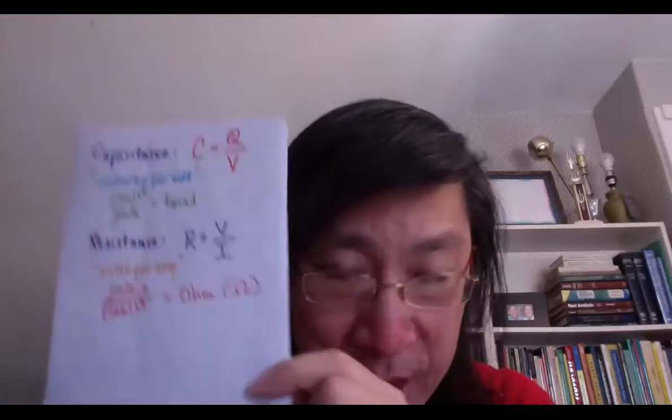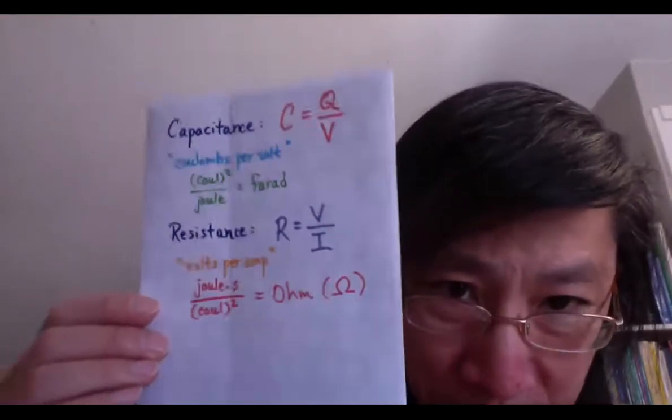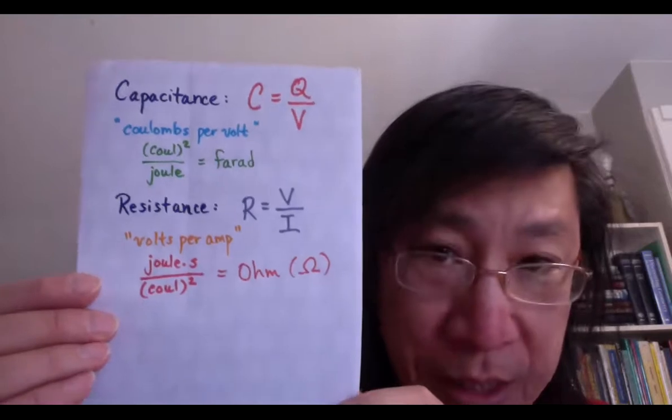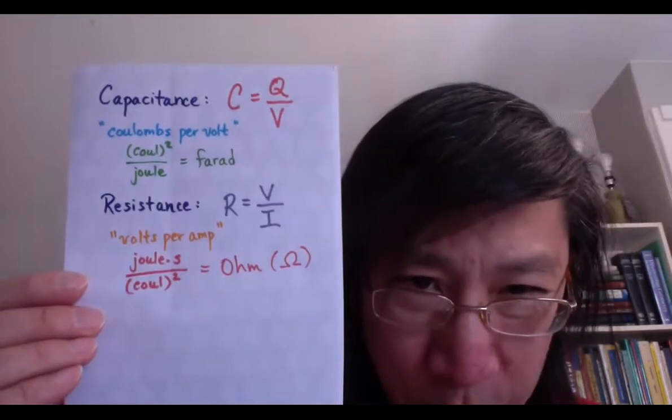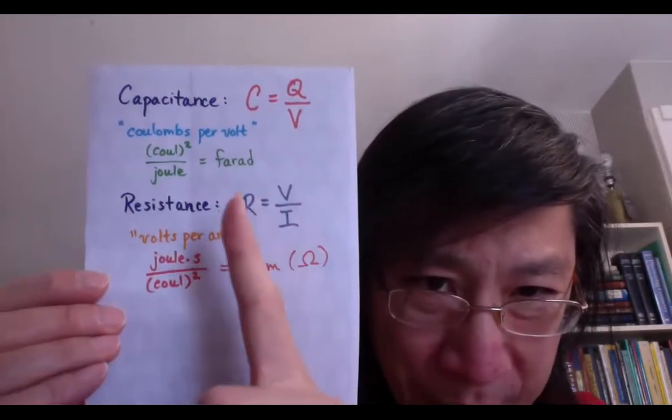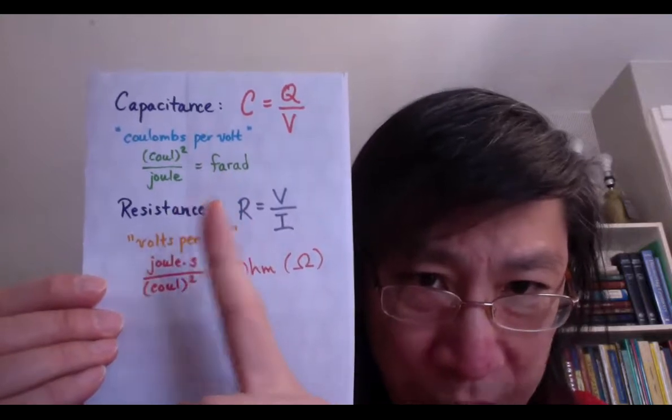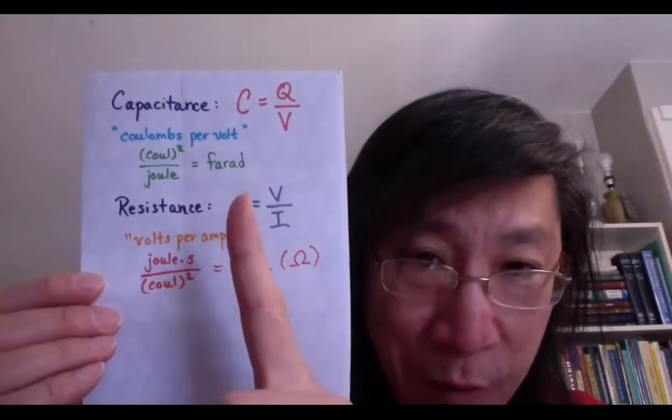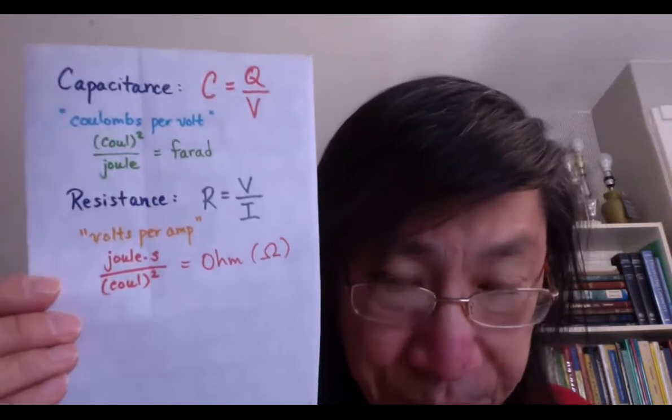And notice that the units, I'm just going to hold this as still as I can so the camera will focus on it, basically come out as coulombs per volt. And if I write it out in these units, it's coulomb squared per joule. And that's called a farad. It's a certain amount of capacitance.